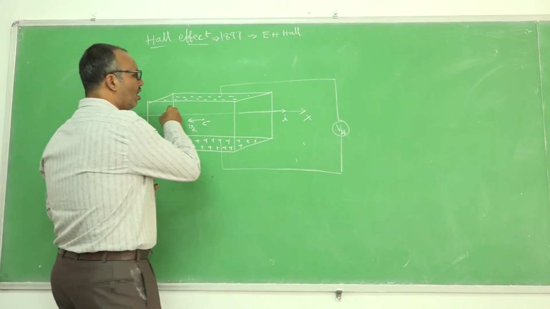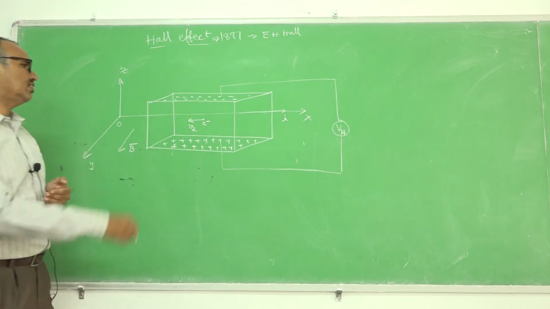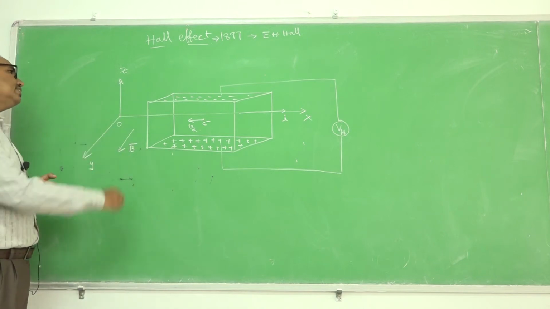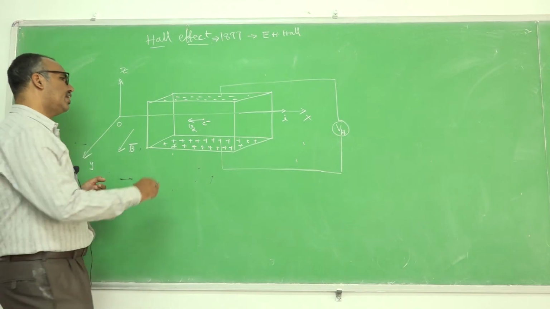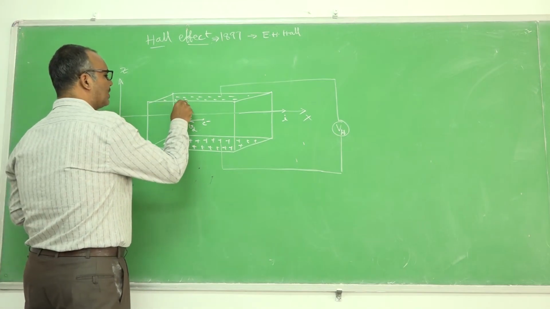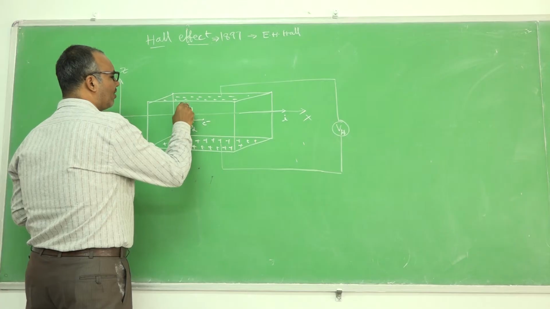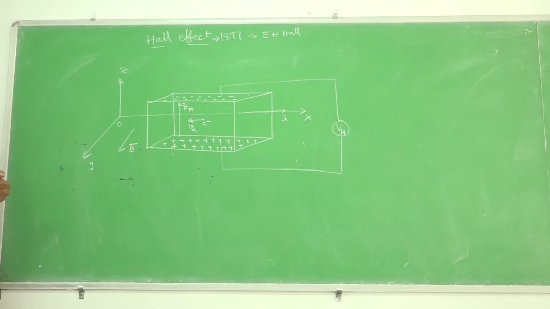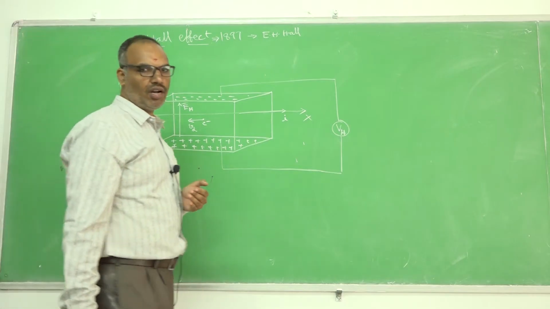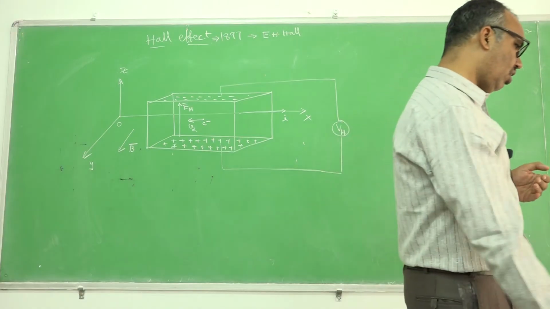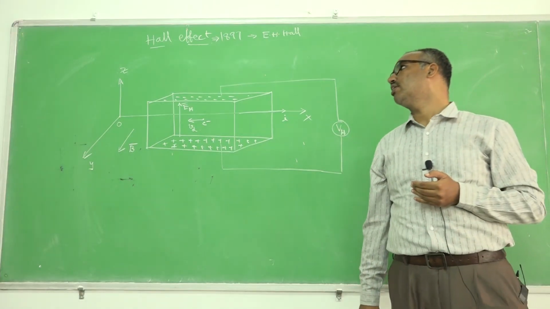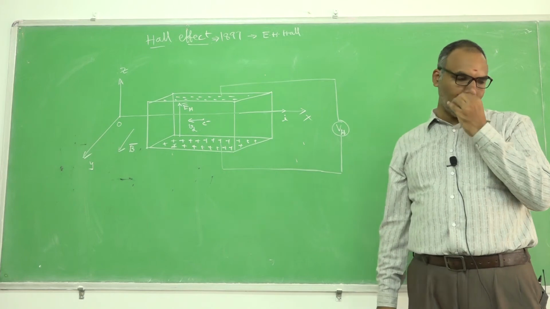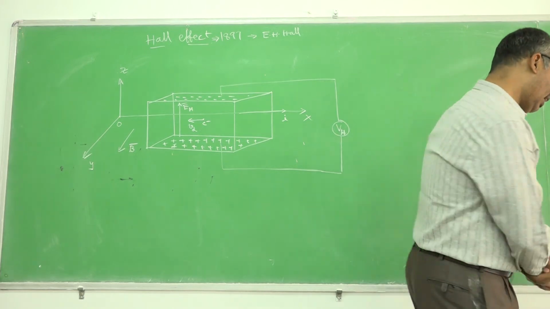So if current is going along the x-axis and the magnetic field is applied along the y-axis, some electric field is generated parallel to the z-axis. This is called the Hall electric field. The potential difference between the two points is called the Hall potential difference. Mathematically, if we need an expression for the Hall potential or Hall electric field strength, let us do a small calculation.